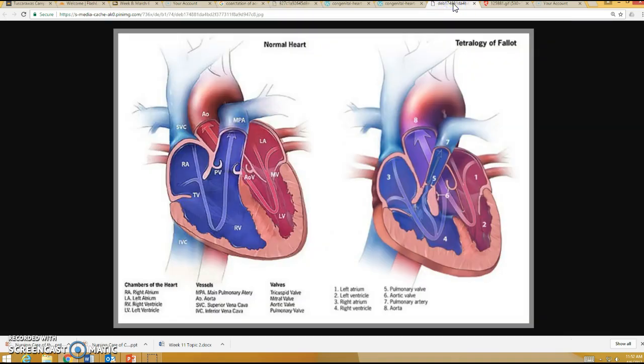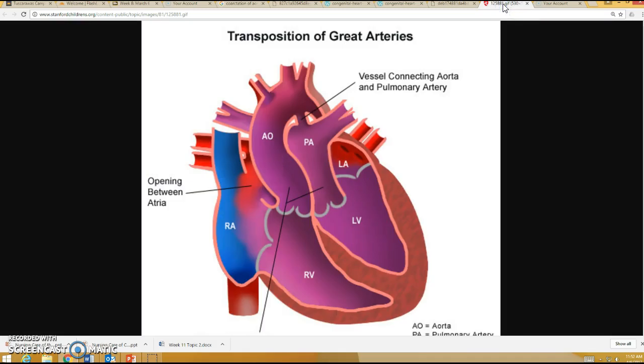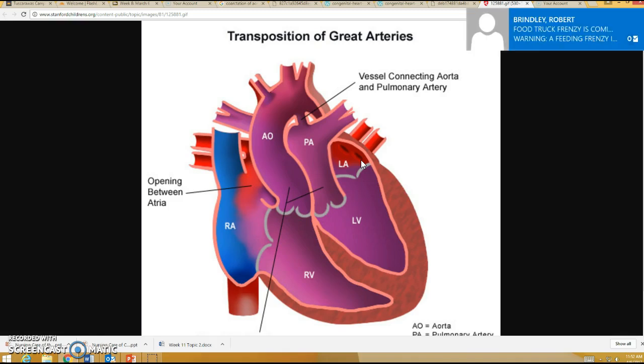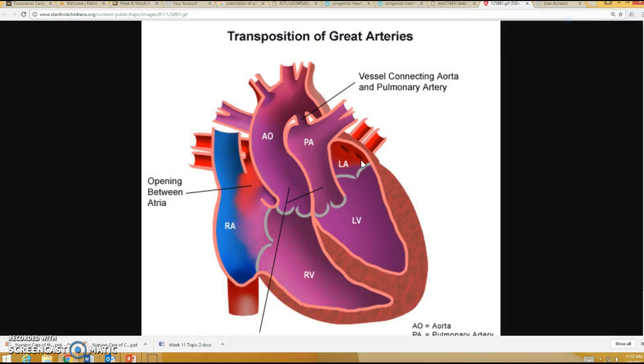And so let me see if I got a picture of this. There we go. This is called a transposition of the great arteries, and essentially what's happened is the pulmonary artery and the aorta have been flipped. And so we are circulating oxygenated blood through the left side. Hang on one second. So essentially, the right side of the heart is sending unoxygenated blood to the lungs, and the left side of the heart is sending oxygenated blood out into the body. So you can see how that would not set the newborn up for survival.